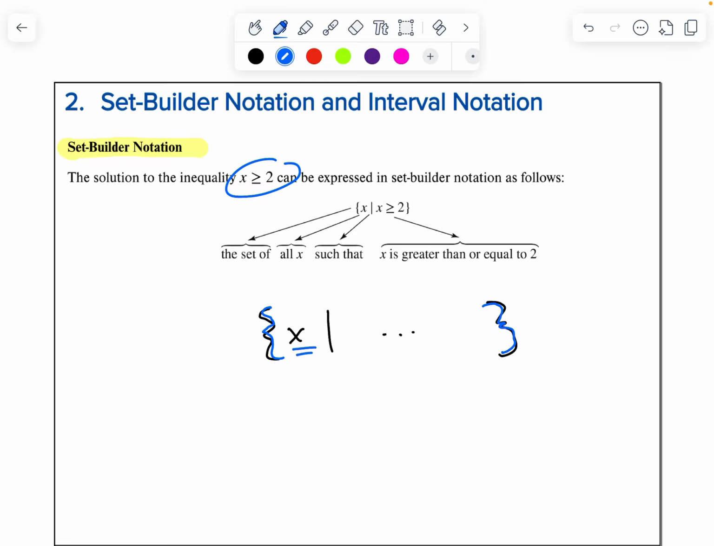The first thing inside the swirly braces is the variable that you're dealing with. If we had p is less than or equal to 2, this right here would have to be a p. It's whatever variable is in your problem. The very next thing after that is always going to be a vertical bar. How this reads is, this is the set of x such that some condition is true. So in our case, what we have is the set of x such that x is greater than or equal to 2. Our solution is all the x that fit this category.